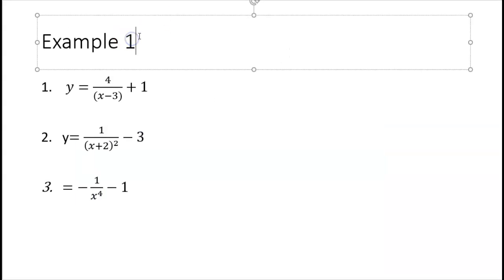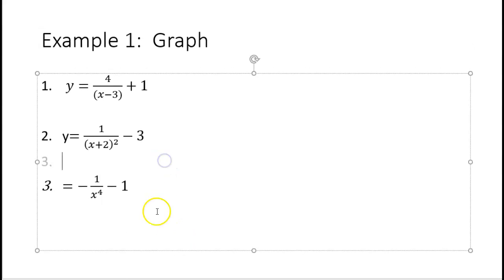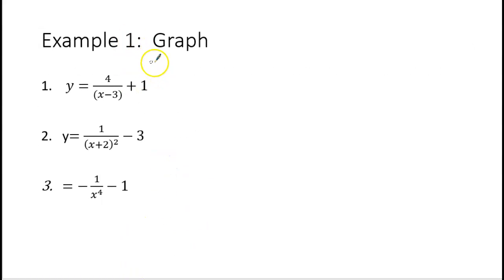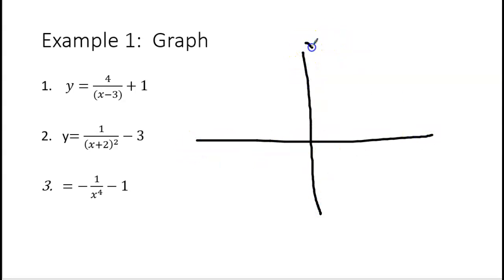All right, so for example 1, we're going to practice just graphing these inverse variations, these basic rational expressions. So go ahead and begin. The first thing you're going to want to do is graph your horizontal and vertical asymptotes. So whatever number is right here, we're going to take the opposite of that number, and that is going to be my vertical asymptote.